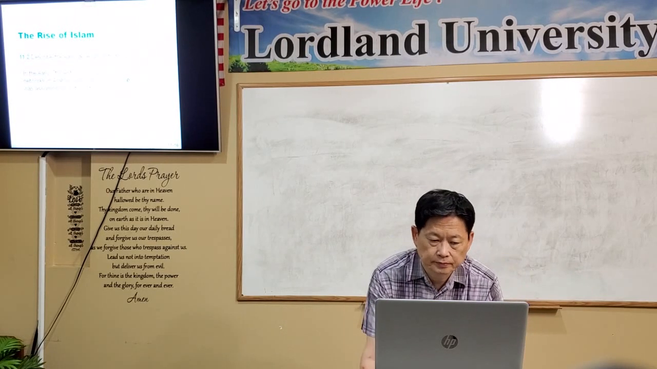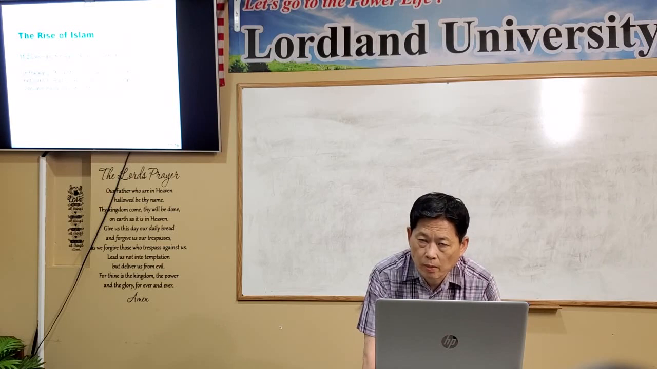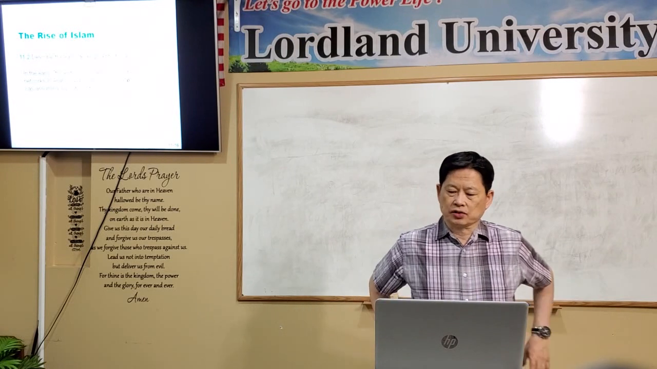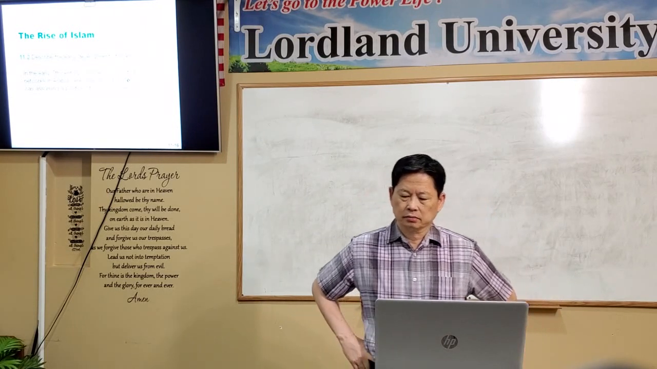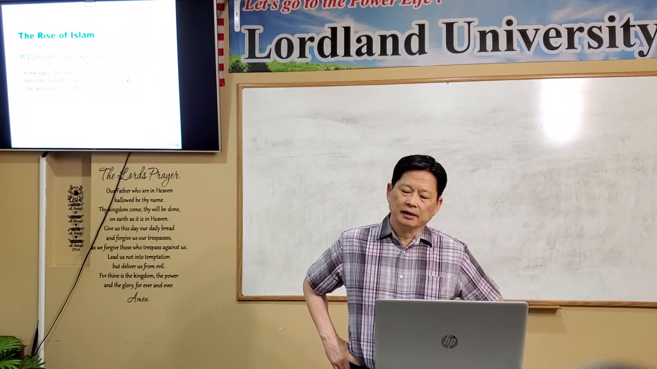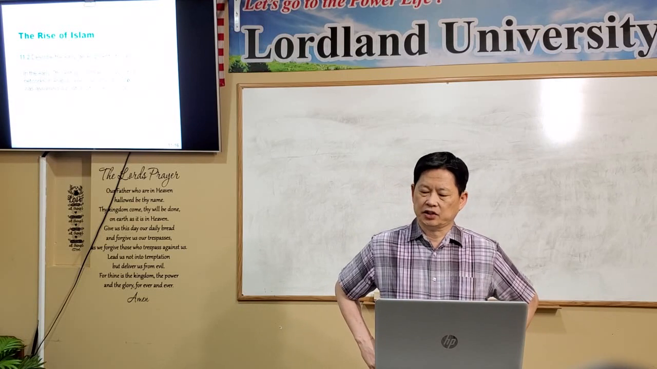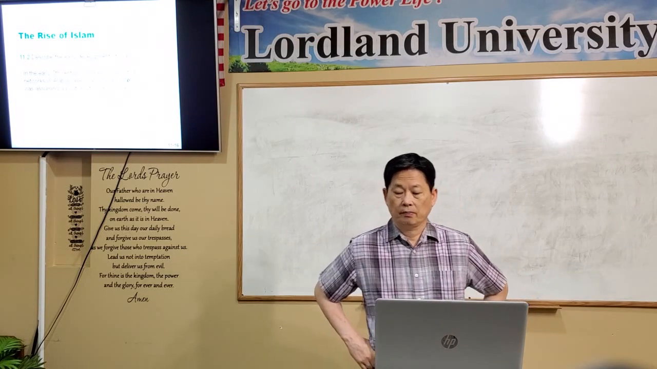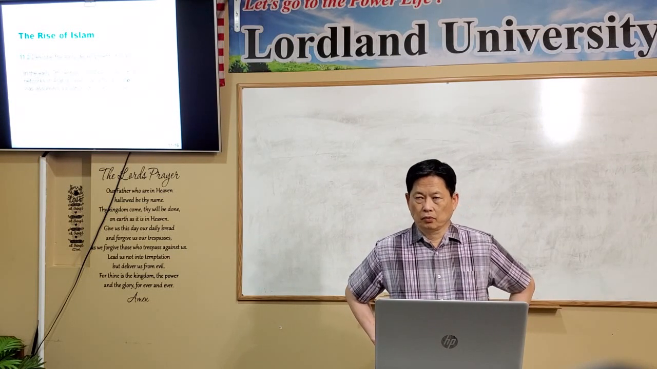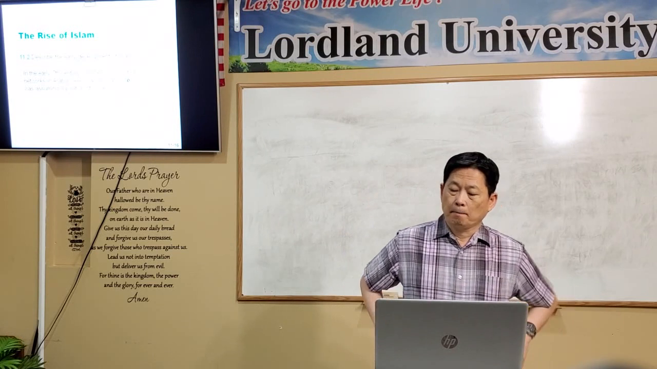Module 2, the rise of Islam. In the early 7th century, the commercial network and the political network in Arabia changed because Mecca was assuming a position of more prominence.